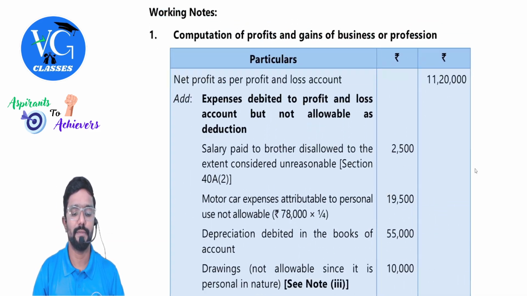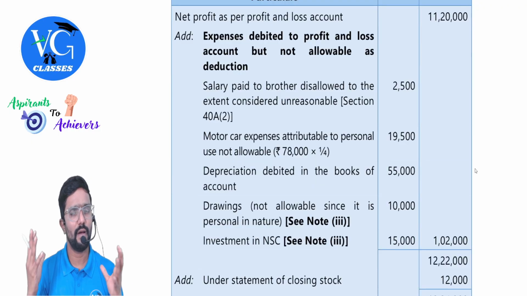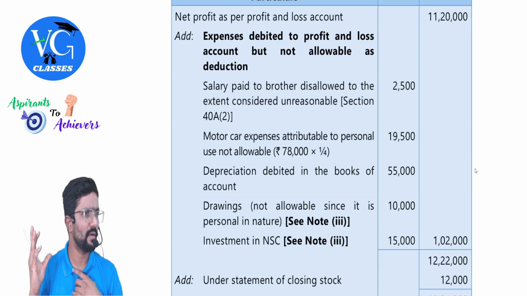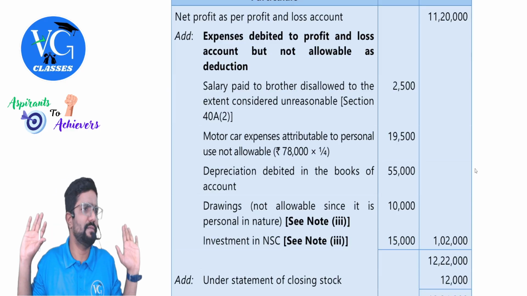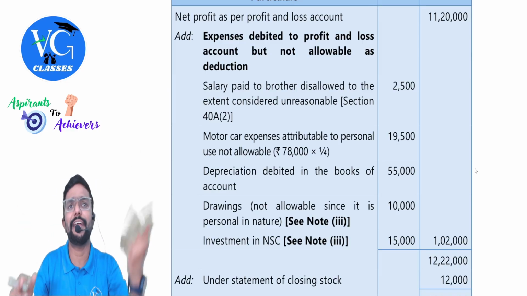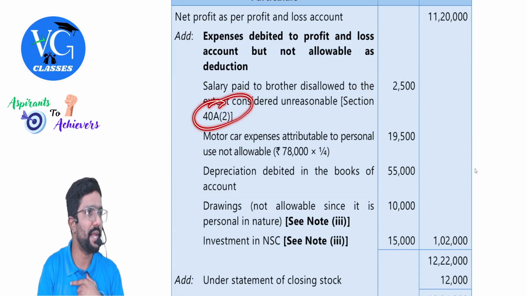Next, coming to other adjustments. Expenses debited to P&L account but not allowable. All the expenses, whatever is debited, are given. So should we allow it or not? We have to decide. If it is allowed, we will not touch it. We will not do anything. If it is not allowed, please add it back. Salary paid to brother, how much is unreasonable? 2,500. Only disallow that, as per section 40A(2).